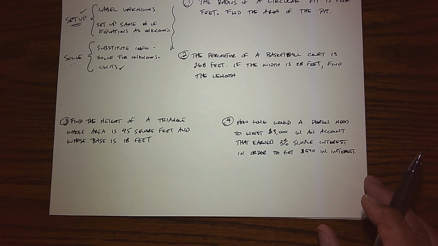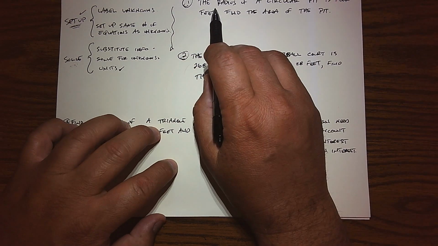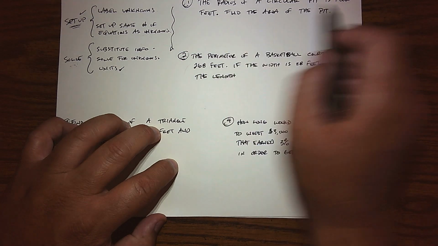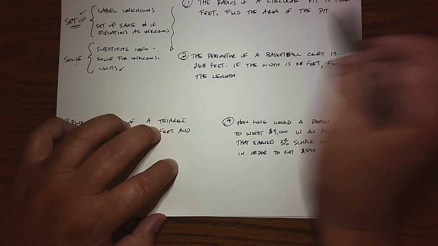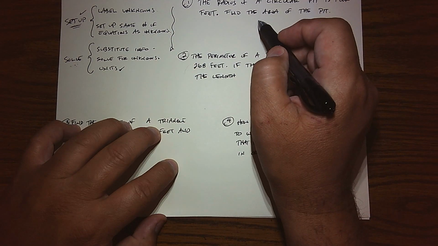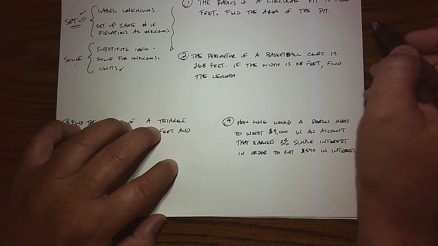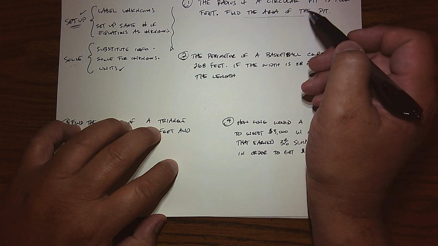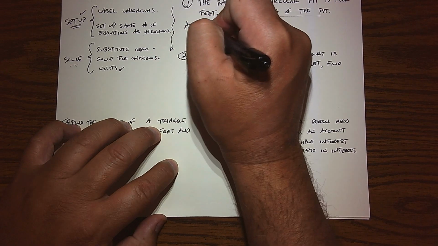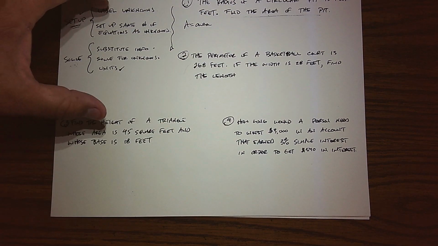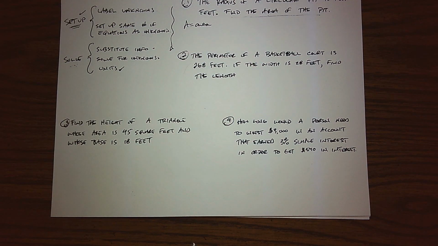So let's practice this. The first word problem I've got says the radius of a circular pit is 4 feet. Find the area of the pit. Looking at my setup, the first thing I need to do is figure out, well, what is unknown? What am I being asked to find? That's pretty much in this last sentence. They're asking me to find the area. So how about we just label that as A? So A is equal to the area. You just earned 1 point by just telling me what you're looking for. Don't tell me that, you don't get the point.